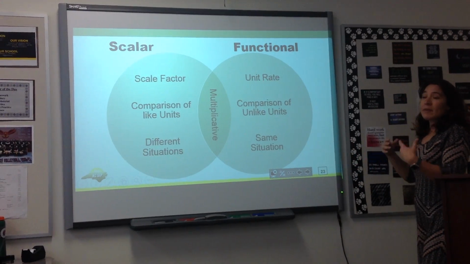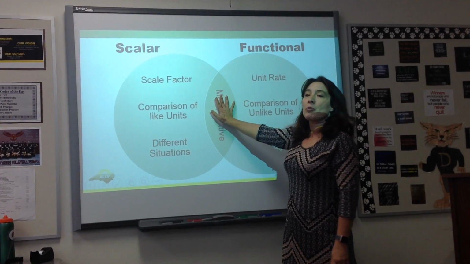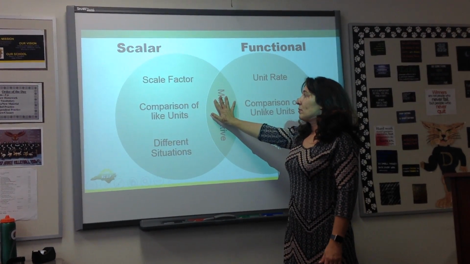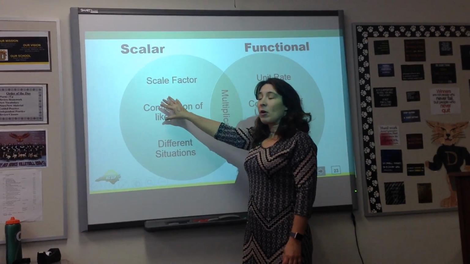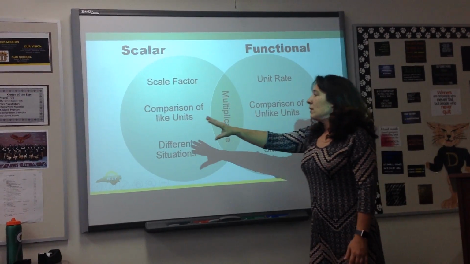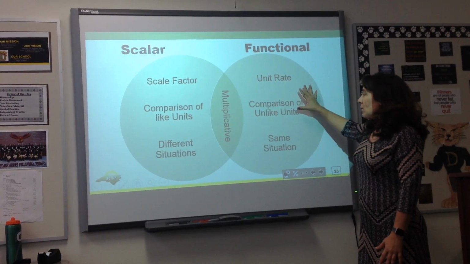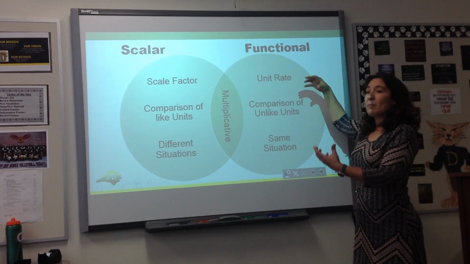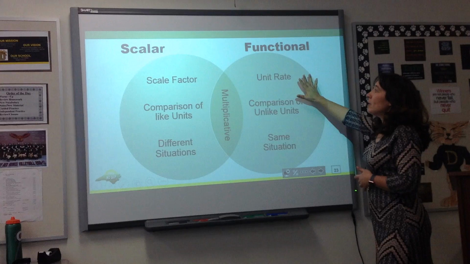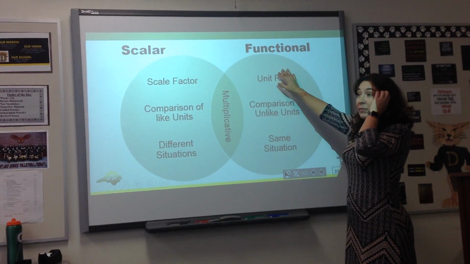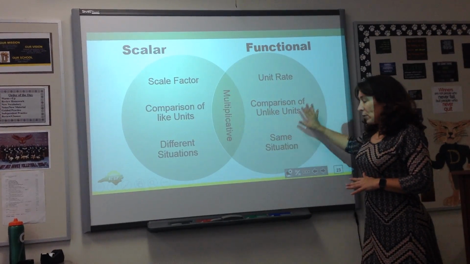Here's a nice Venn diagram. What they have in common is that the relationships are multiplicative. Okay? Scalar, like units. Lawns to lawns, hours to hours, different situations. Whereas our functional is that comparison of unlike terms, the relationship between lawns and hours. Okay? This one, and this idea of unit rate, what can you do in 1, is really big in Math 1 especially.